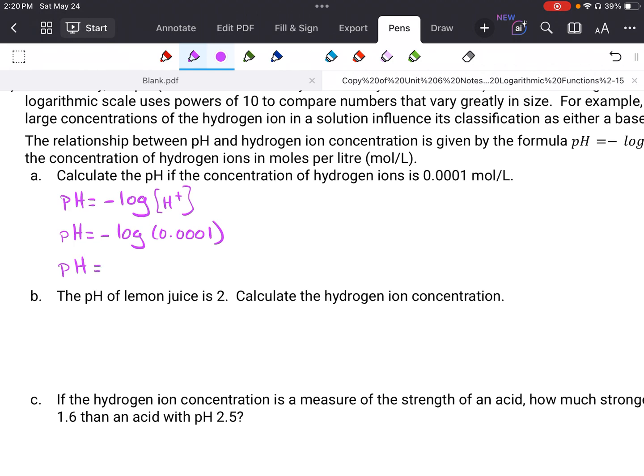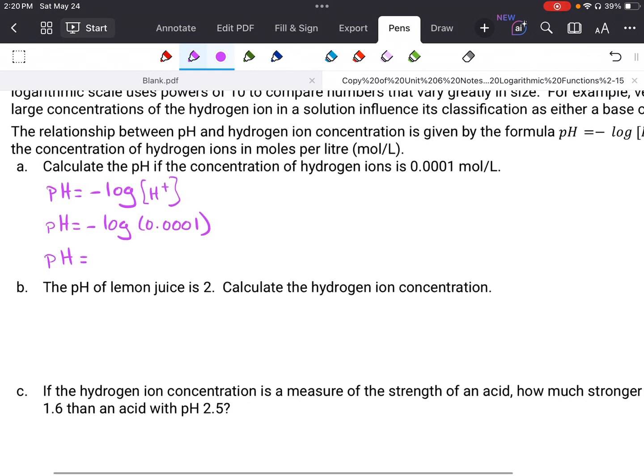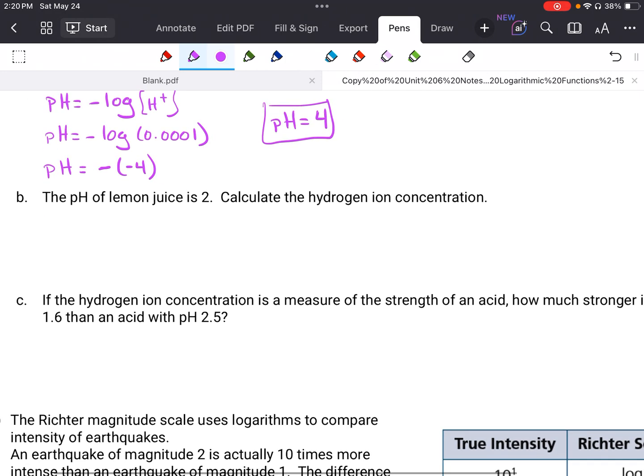Okay, the log of 0.0001 gives us an answer of -4, and the negative of -4 is +4. So the pH of this liquid is 4. The pH of lemon juice is 2. Calculate the hydrogen ion concentration.